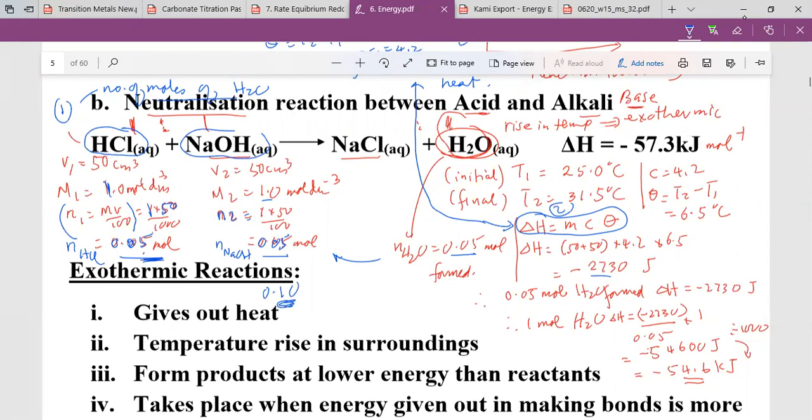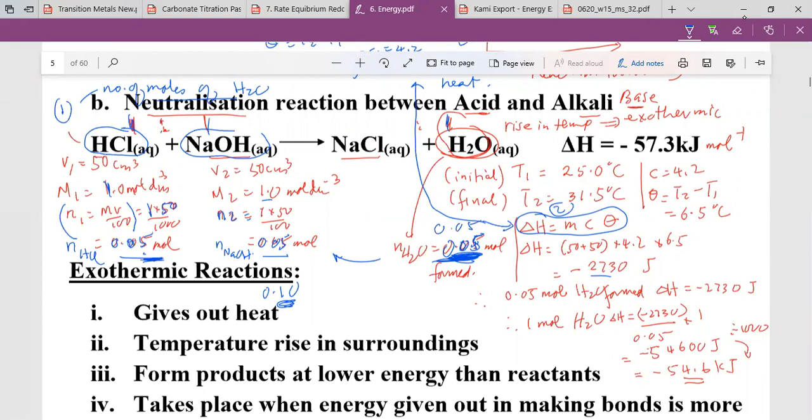So if this is 0.05, how many moles of water? Also 0.05. Because why? 1 mole gives you 1 mole, okay? So here also 0.05 moles of water form. This is very important. From here we calculate, okay? So 0.05.